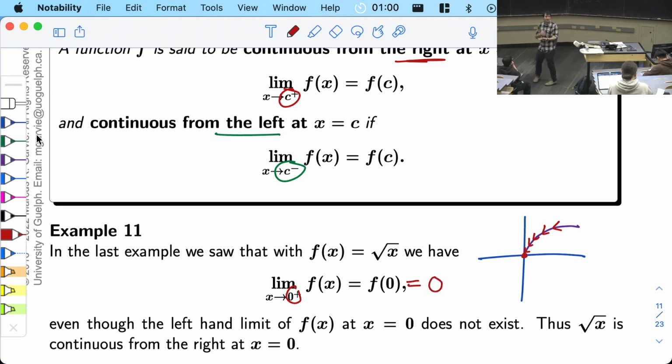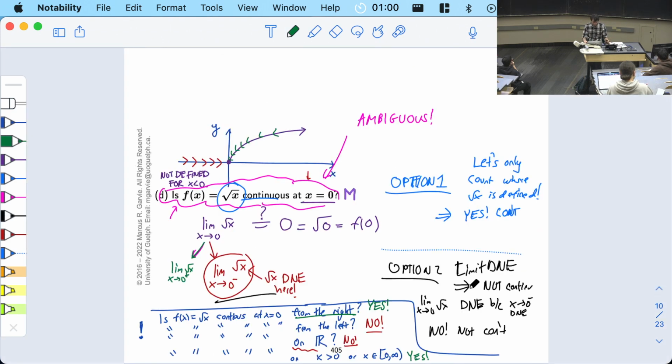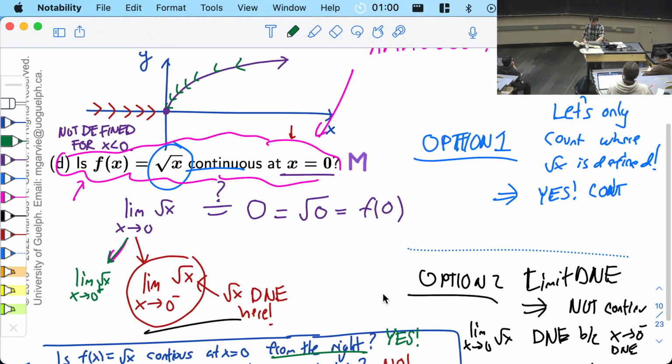So it's definitely continuous from the right. The function square root of x is continuous from the right. And by saying from the right, you are excluding all the stuff happening on the left. That's why it fixes the problem. So even though the left-hand limit doesn't exist, that doesn't matter for the limit from the right. And that is why I said earlier that this is a perfectly valid way to fix it.